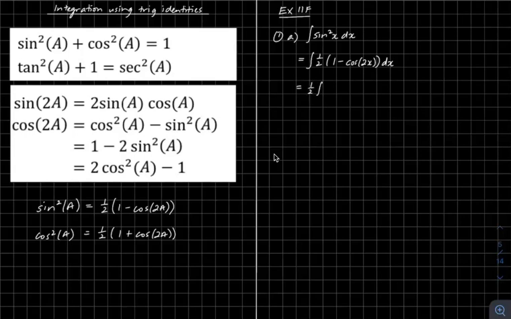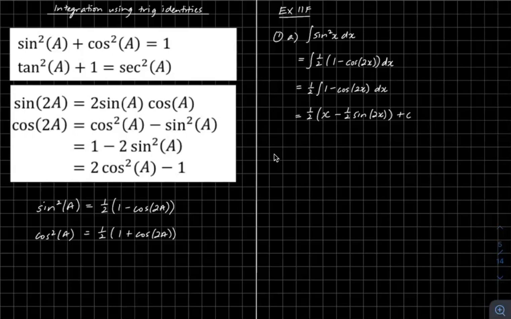Let's take the half outside the integral and just say it's 1 minus cos 2x dx. So what's that going to be a half of? Well, the integral of 1 with respect to x is just x, and the integral of minus cos 2x is going to be minus a half sine 2x plus c. So there's our integral there, and we don't really need to do any more than that.